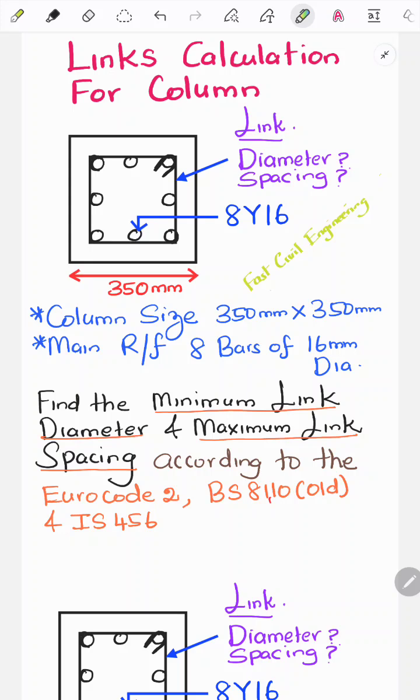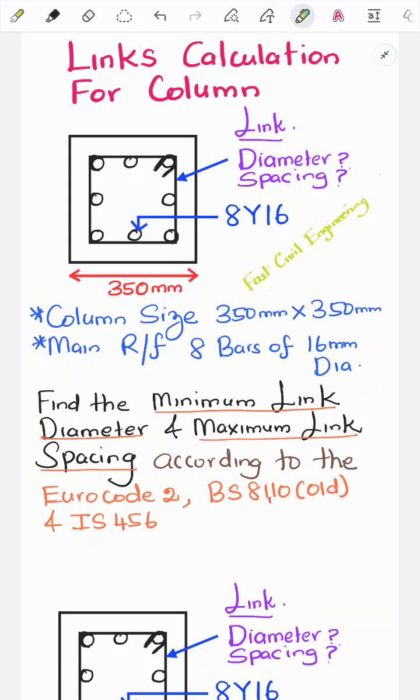Today we are diving into a very practical topic in reinforced concrete design, figuring out the minimum diameter and maximum spacing for column links or stirrups. We will be doing a hands-on comparison using three major design standards: Eurocode 2, the old British standard BS 8110, and the Indian standard IS 456.